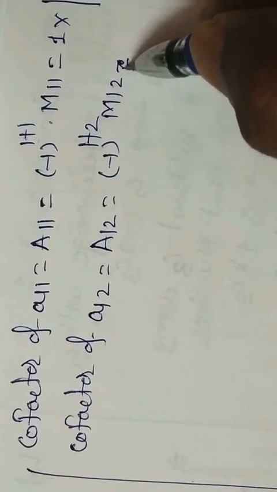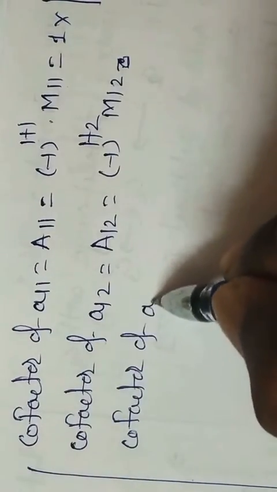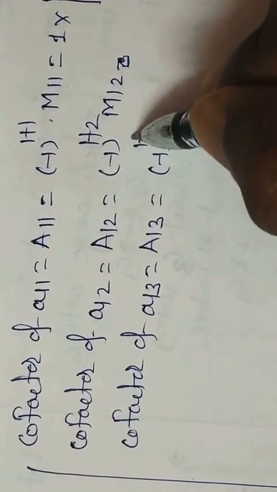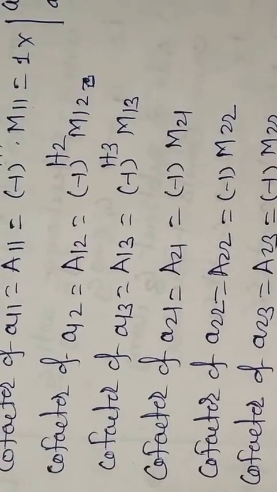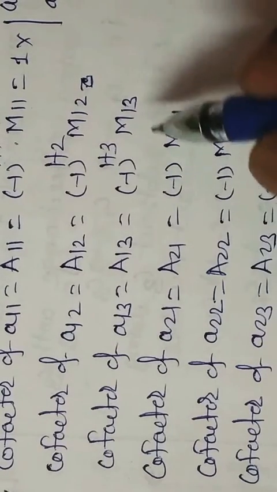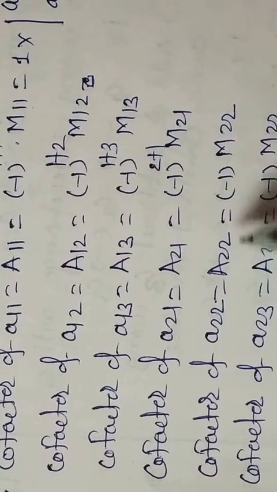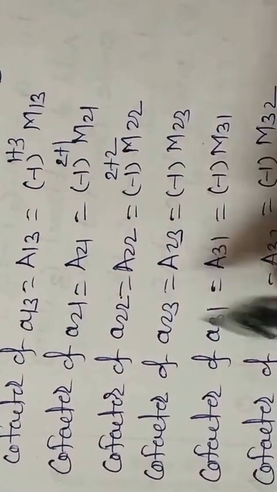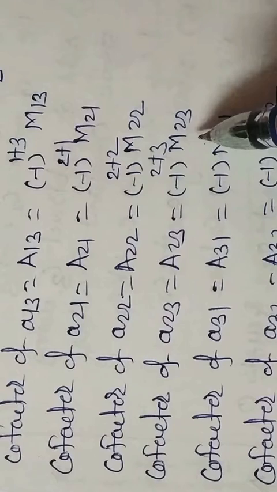Same for the other cofactors. Cofactor of A13 is capital A13, that is (-1) to the power 1 plus 3 of M13, and the remaining are the same. So cofactor of A21, that is capital A21, is (-1) to the power 2 plus 1 of M21. For cofactor of A22, that is (-1) to the power 2 plus 2 of M22. Cofactor of A23, that is capital A23, is (-1) to the power 2 plus 3 of M23.